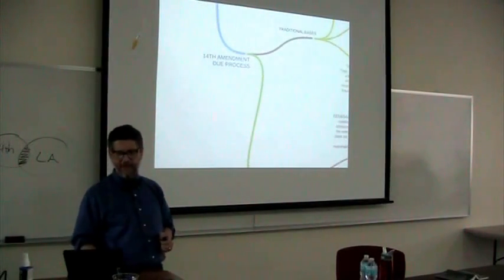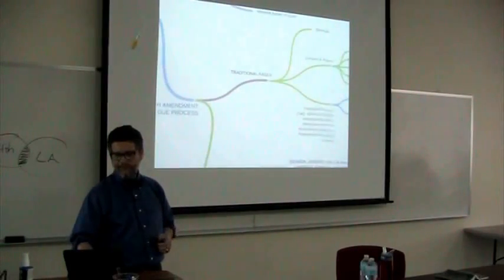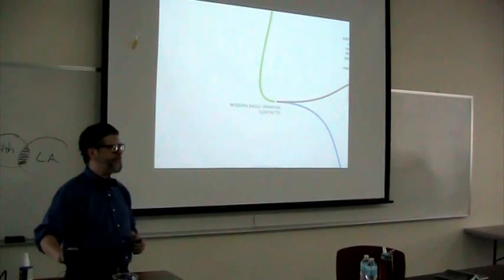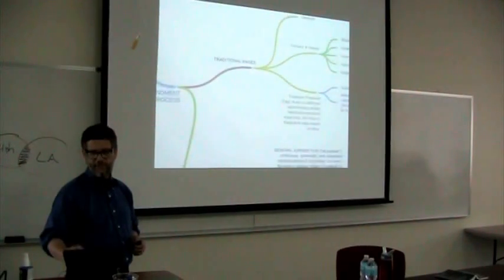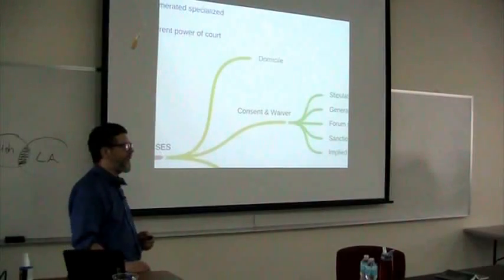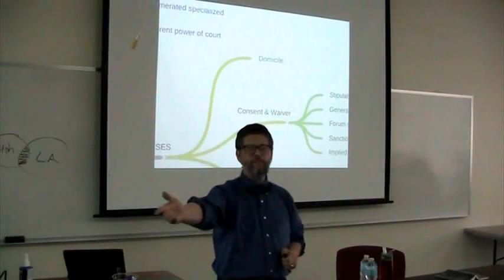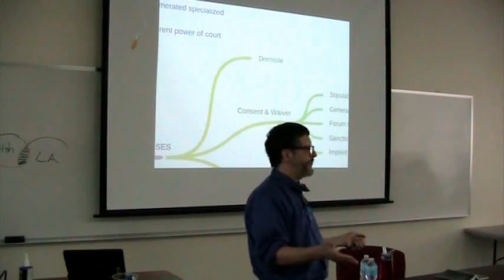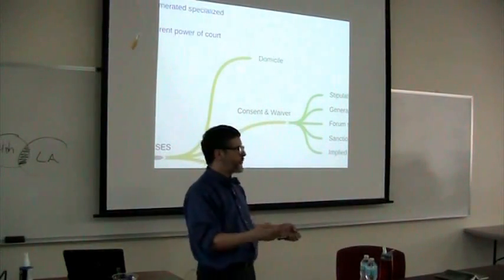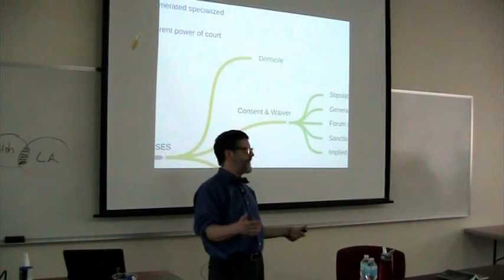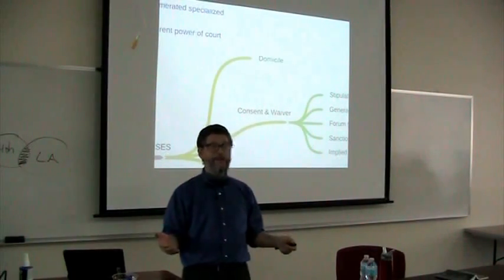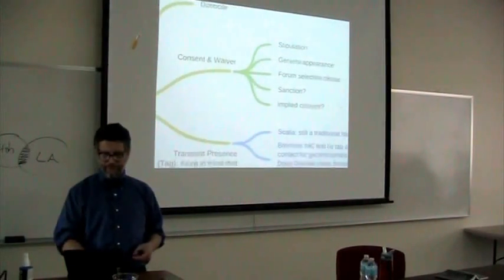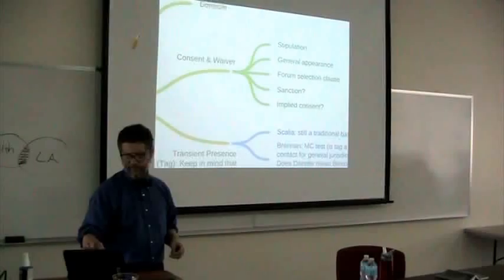Then you have to satisfy 14th Amendment due process. And here you have two ways to satisfy. First, there's traditional bases. And second, there's the modern basis of minimum contacts. First, traditional bases. One traditional basis is domicile. Domicile, remember we talked about that, right? Domicile is where you reside with the intent to reside indefinitely, being the majority rule. Well, under traditional law, domicile is a basis that satisfies 14th Amendment due process in terms of personal jurisdiction. And there's more complications than that, but I'm not going to get into that right now.